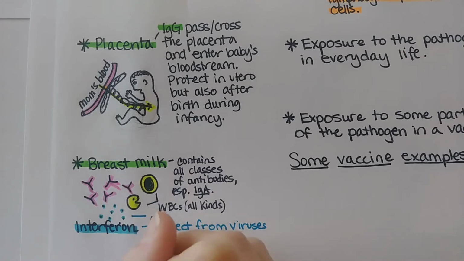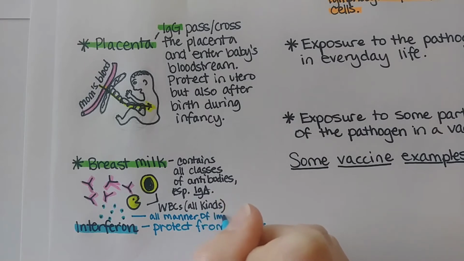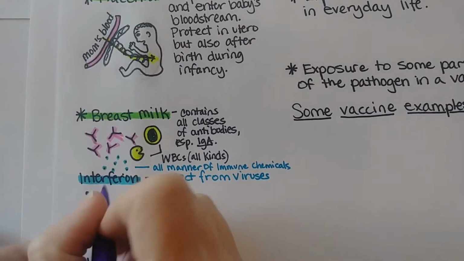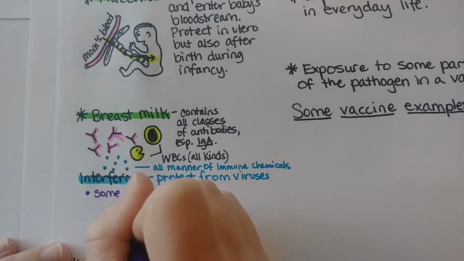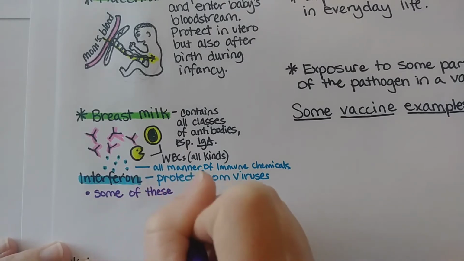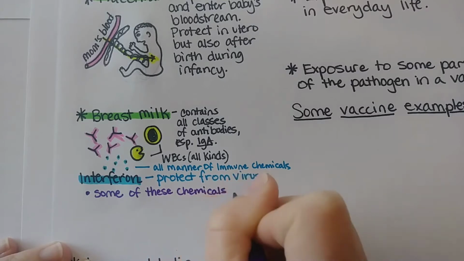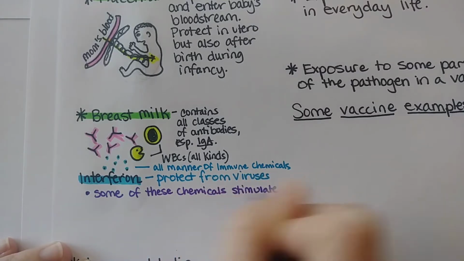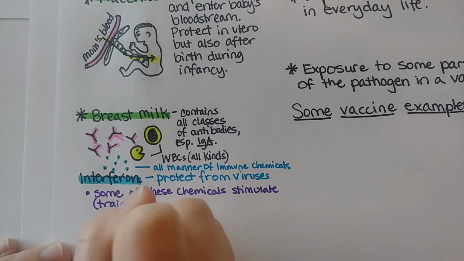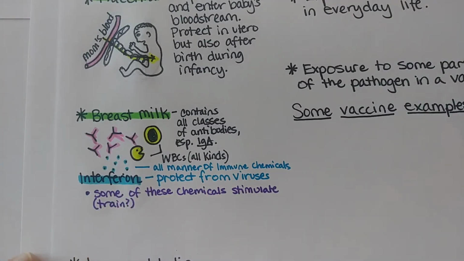And then this is all manner of chemicals, all manner of immune chemicals. And I have a feeling we've barely gotten to know the beginning of the science about how well this works. And then another thing that I think is super cool here, I'm going to use maybe a purple, is that it appears that these chemicals stimulate the baby's lymphocytes. And I'm even going to put the word train with a question mark. I'd like to see more research on this in the future to find out what's going on.